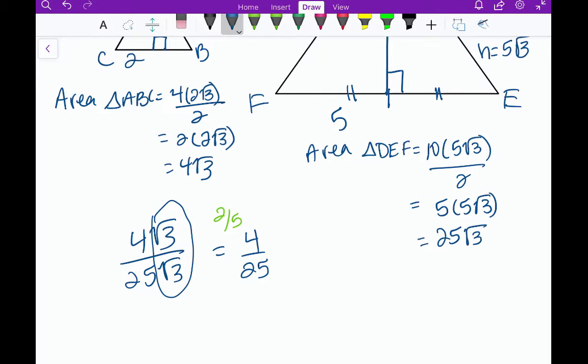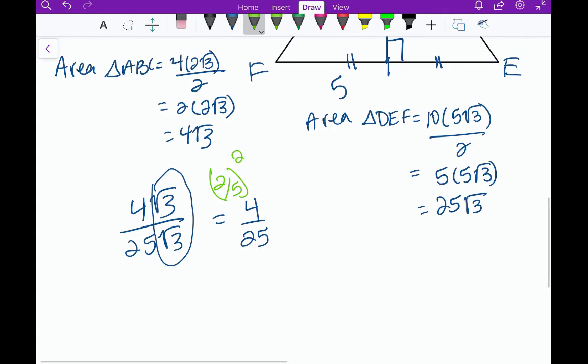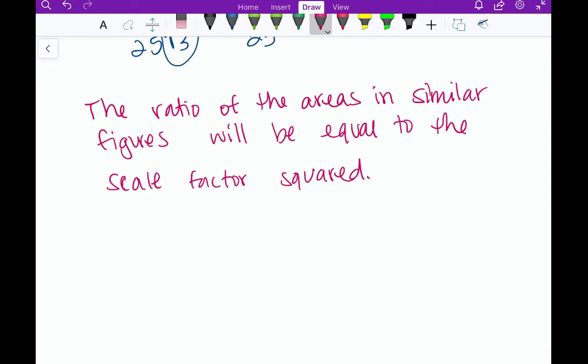Well, it turns out that 2/5 squared is 4/25. 2 squared is 4, 5 squared is 25. So what this means is that the ratio of the areas will be equal to the scale factor squared. So the ratio of the areas in similar figures will be equal to the scale factor squared. So if I know the scale factor, but I don't necessarily know any of the side lengths, or I don't know enough information to find the area, I could still figure out what the ratio of the areas was going to be. Or if I knew one area, I could find the other just by knowing the scale factor. We'll look at some examples in class.